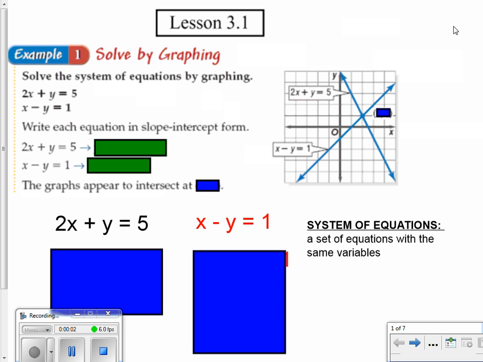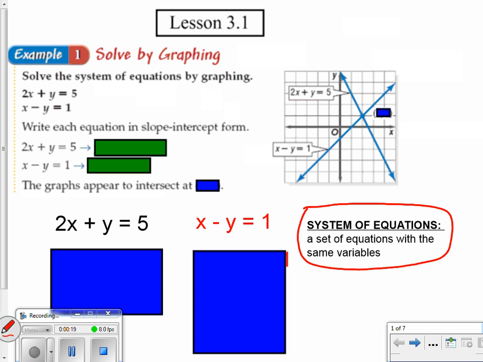Today we have our first video for Chapter 3. Chapter 3 is all about solving systems of equations. So first off, we need to say, what is a system of equations? Well, this coming directly from your vocab, a system of equations is a set of equations with the same variables.